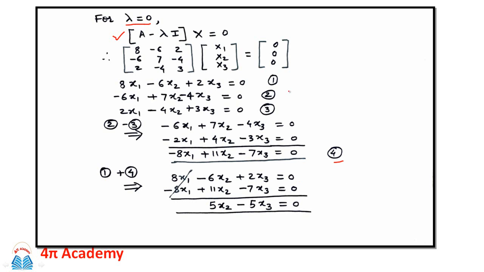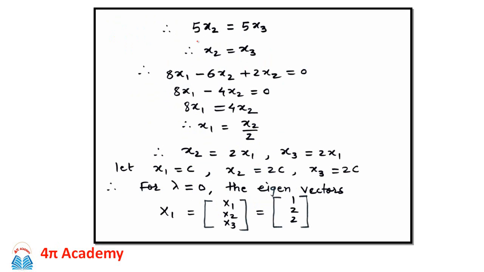Now equation 1 plus equation 4. It implies that 8x1 minus 6x2 plus 2x3 equal to 0, then plus this, so it will be minus 8x1 plus 11x2 minus 7x3 equal to 0. So this 8x1 minus 8x1 will be 0, and here we get the term as 5x2 minus 5x3 equal to 0. So since 5x2 equal to 5x3, it means that x2 is equal to x3.